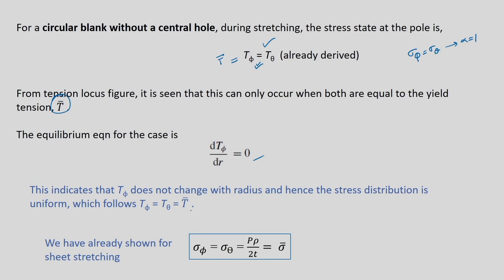Anyway, now the only difference here is that only the first part of the previous equation comes into picture, circular blank without a central hole, which is nothing but the previous conventional stretching. This indicates that T phi does not change with radius and hence the stress distribution is uniform, which follows T phi is equal to T theta is equal to T bar. And this is what we also got before, sigma phi is equal to sigma theta is equal to sigma bar equal to P rho by 2t.